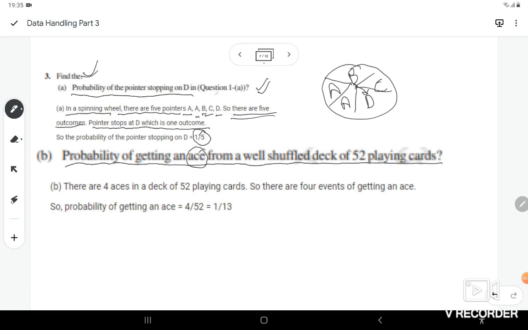That is club, diamond, spade. And one more is there. So there are 4 aces in a deck of 52 playing cards. So there are 4 events of getting an ace. So probability would be 4 out of 52 playing cards, which is 1 by 13.